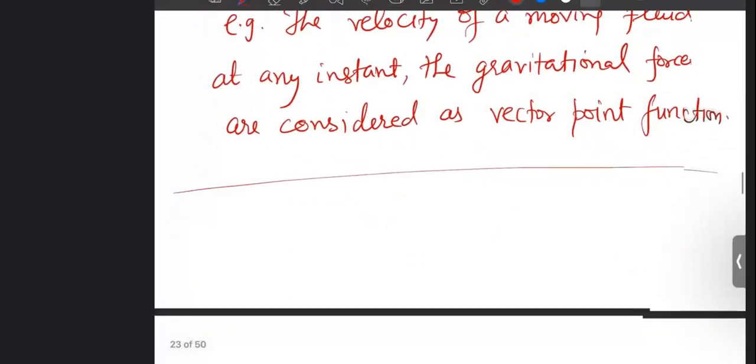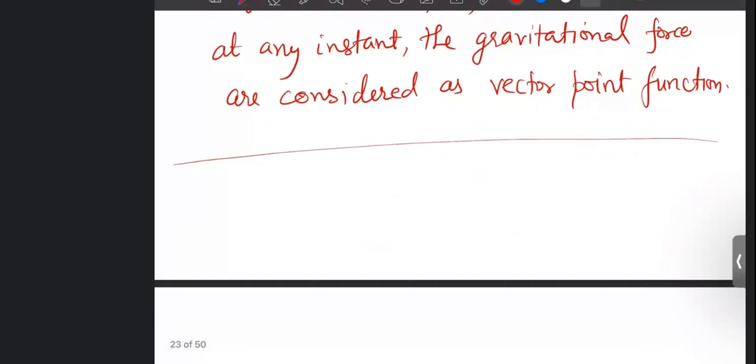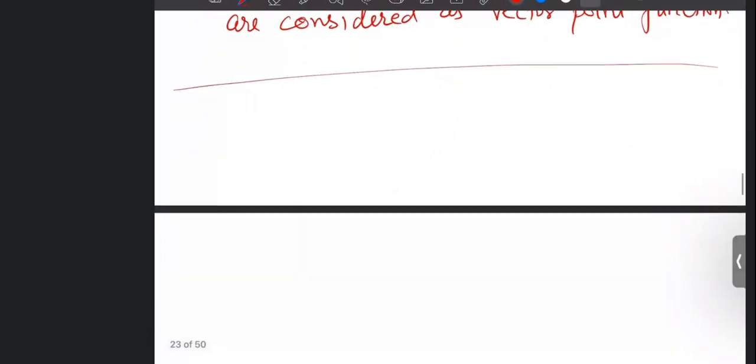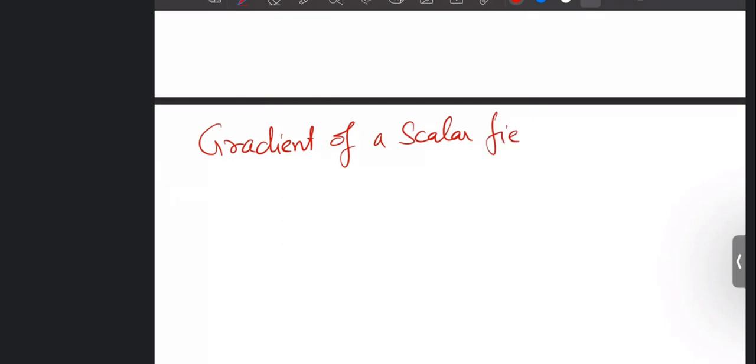Now we define some operations on the vector point function. Before the operations we define an operator. That operator is gradient. First, gradient of a scalar field. That means we have been given a scalar field.